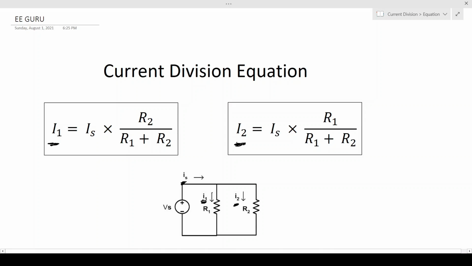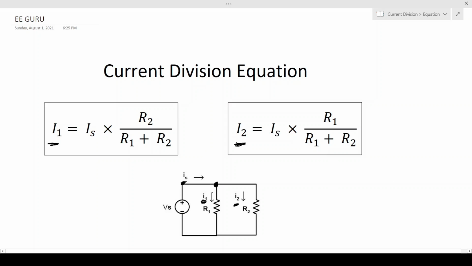And if you've seen my previous video on Kirchhoff's current law, we know that the sum of current going into this node is equal to the sum of current leaving the node. So basically, IS is equal to I1 plus I2. This is the Kirchhoff's current law equation. The sum of current going into the node, which is IS, is equal to the sum of current leaving the node. So I1 and I2 are leaving the node. If you haven't seen my previous videos on Kirchhoff's current law, go watch that video now.